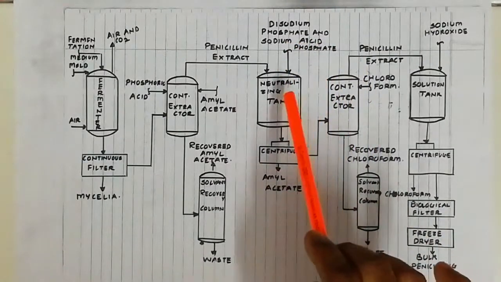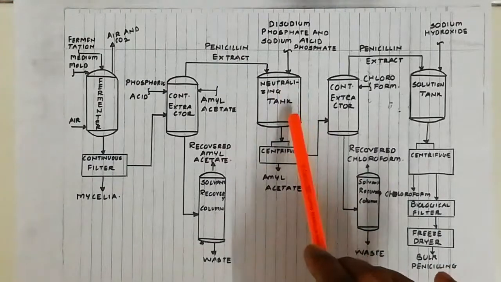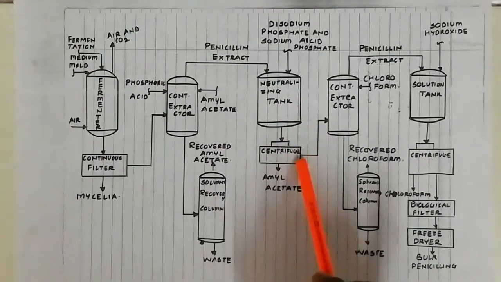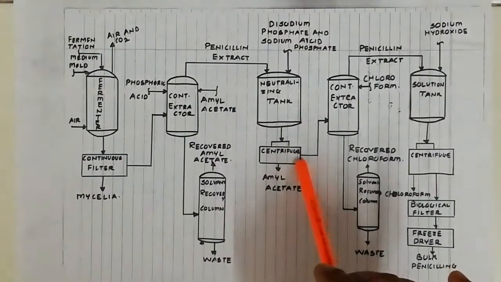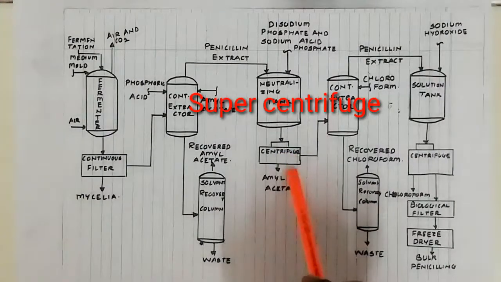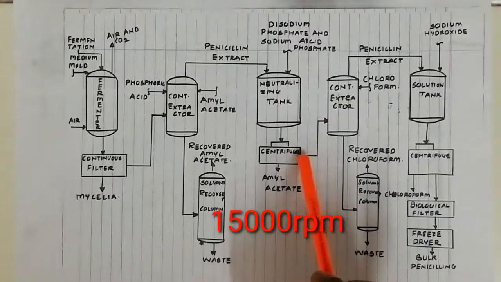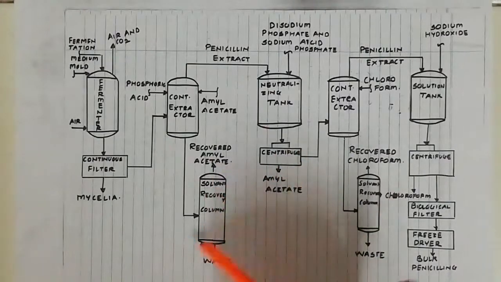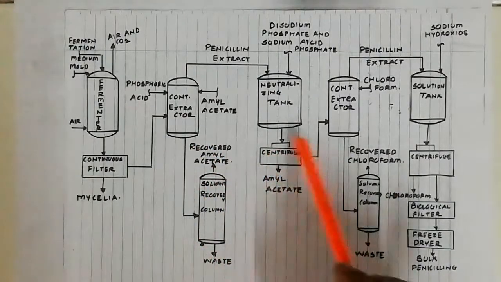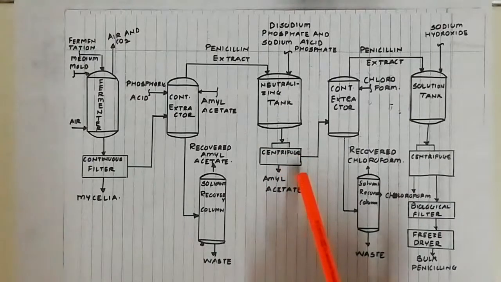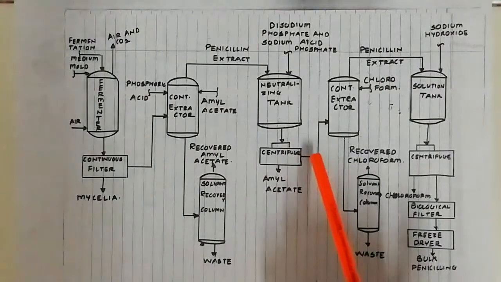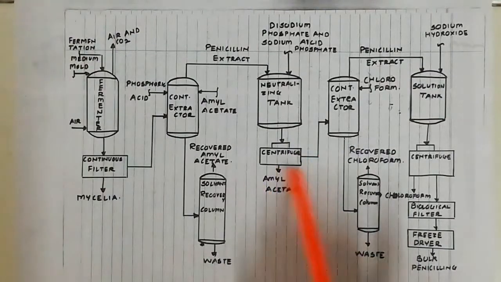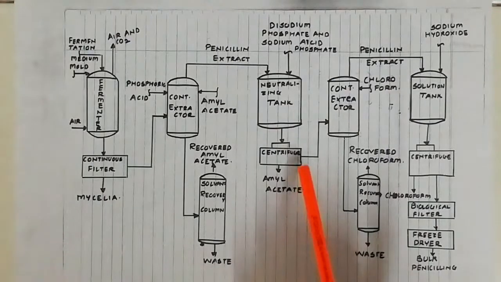Then the buffer solution which has been separated from the amyl acetate is given to the centrifuge. This is not just a centrifuge, this is a super centrifuge working at 15,000 rpm, and the solvent, that is amyl acetate, is recovered. Since the complete amyl acetate is not recovered in the first section, the centrifuge, which is basically a separator for solid to solid, solid to liquid or liquid to liquid, will separate out the amyl acetate.